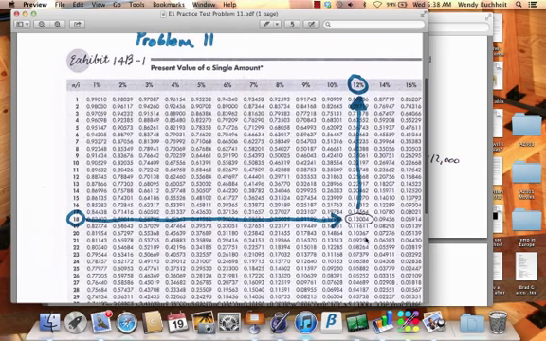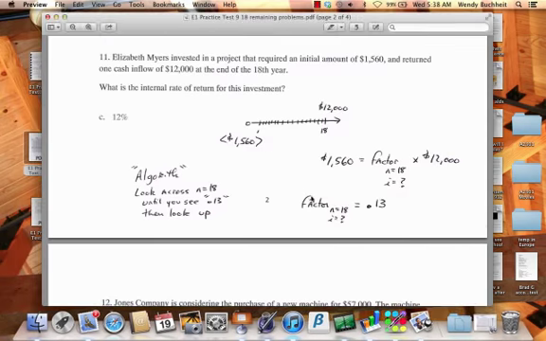So when you look up to the interest rate column, it's about a 12% interest rate. That is your internal rate of return, answer C. All right, let's stop there.